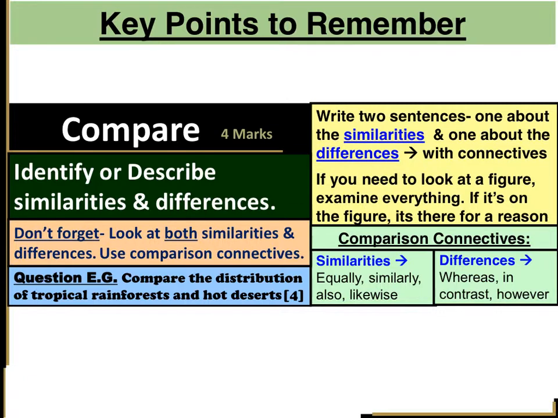The similarities, the comparison connectives to use are things like equally, similarly, also, likewise. The differences, crucially, you're going to use the word whereas, maybe in contrast, or however. And you've got to look at both the similarities and the differences when you compare something. Ideally, use a little bit of data, place names also.